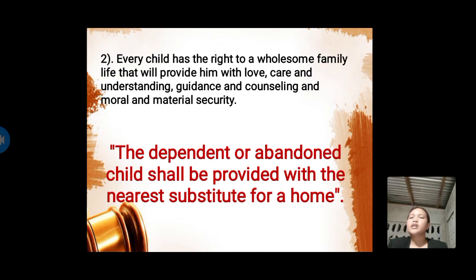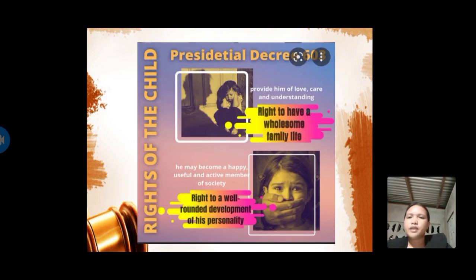Next, every child has the right to a wholesome family life that will provide him or her with love, care and understanding, guidance and counseling, and moral and material security. The dependent or abandoned child shall be provided with the nearest substitute for a home. We have here a photo that I had taken from the internet: the right to a well-rounded development of his personality, and the right to have a wholesome family life.